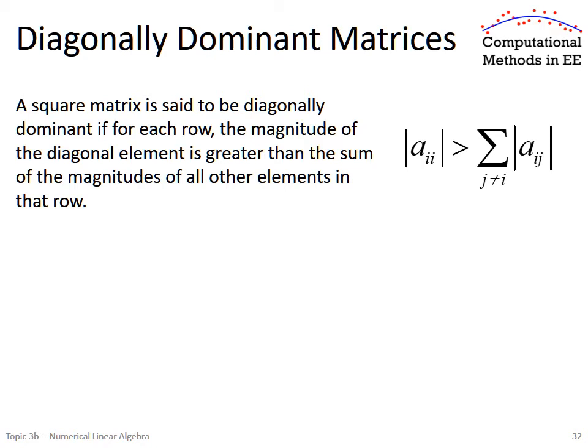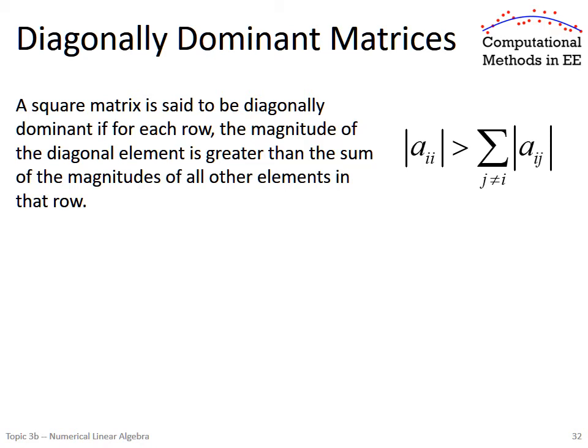We need to make sure that each row is diagonally dominant. And the way we do that, we ignore signs. We just take the absolute value of all the numbers, and we look at the diagonal element, and then we look at the sum of all the other numbers in that row except the diagonal element. We need to make sure the diagonal is greater than the sum of all the other numbers in the row, and we have to make sure that's satisfied for all rows in the matrix. When that's the case, we call it diagonally dominant.